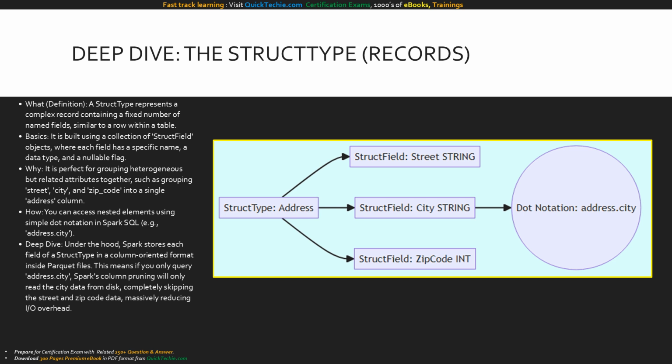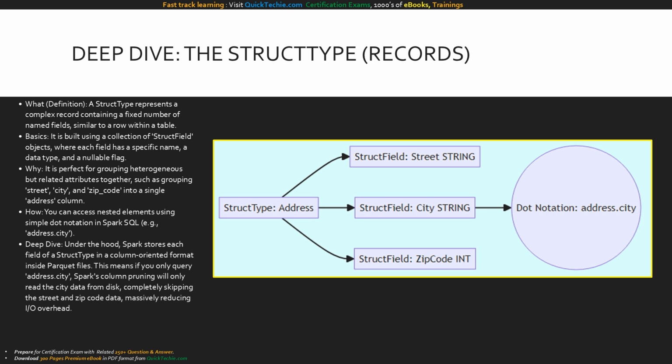Our deep dive here is fascinating. When Spark writes a struct to a Parquet file, it physically stores each nested field in its own columnar format. If your query only asks for address.city, Spark's column pruning skips the rest of the address entirely, saving massive amounts of disk I/O. Let's walk through this specific structure visually.